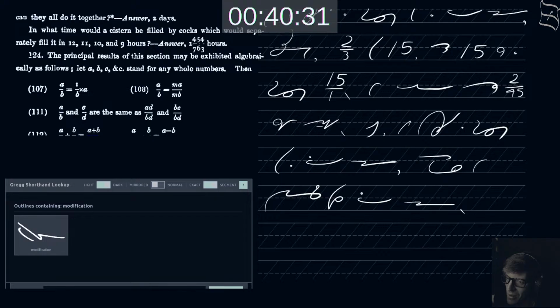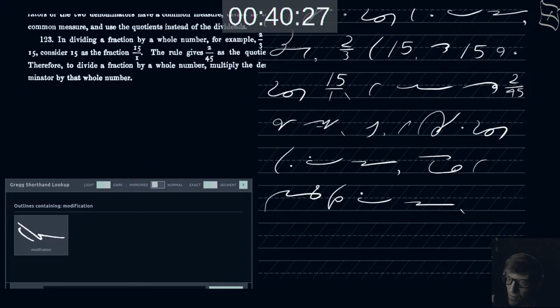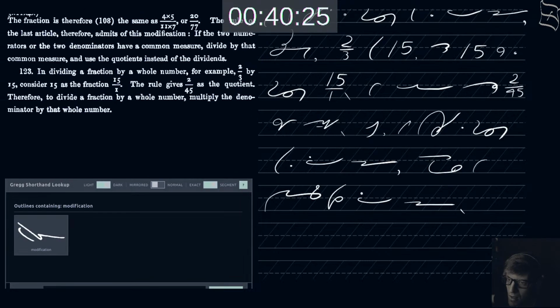Okay. So that was it for 123. In dividing a fraction by a whole number, for example, consider 15 as a fraction. The rule gives 2 over 45 as the quotient. Therefore, to divide a fraction by a whole number, multiply the denominator by that whole number. So that's just a matter of remembering that a whole number can be a fraction.